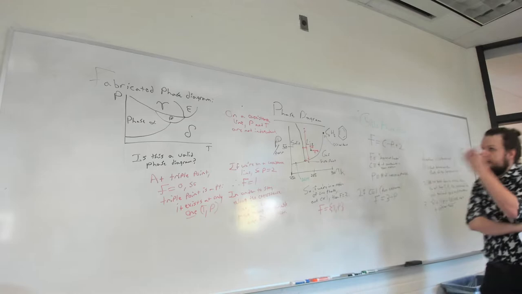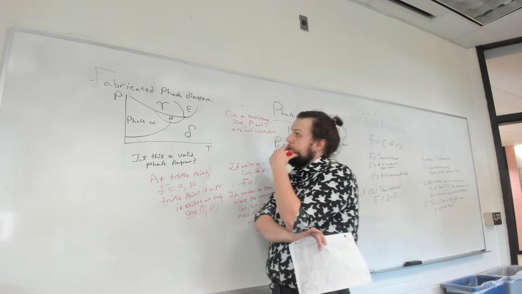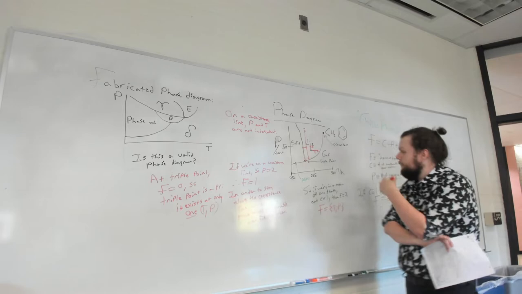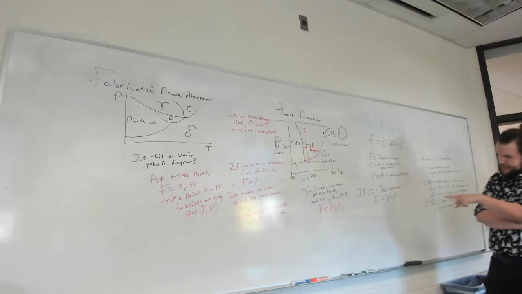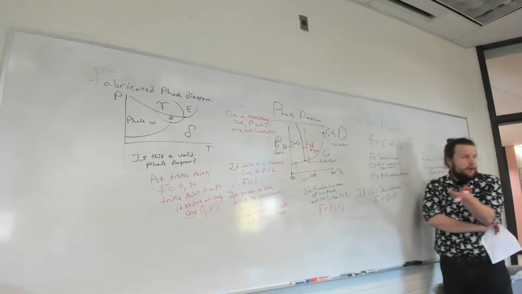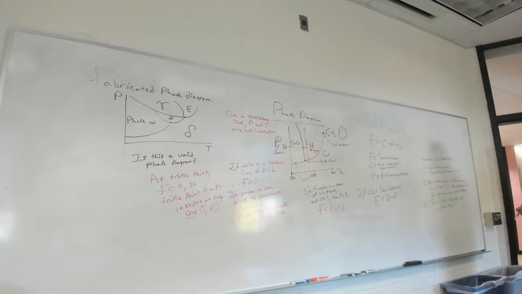Okay, so now let's go look at this fabricated phase diagram that I have here. We can look at every point and calculate F, and as long as F is greater than zero, then we're okay, right? If P is greater than 3 for a pure system, F is minus 1, for instance. If P is 4, then that's not physical. You can't have negative degrees of freedom. You can either have 0, which is a point, 1, which is a line, or 2, which is a plane.